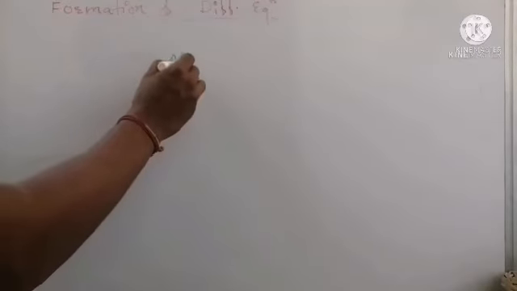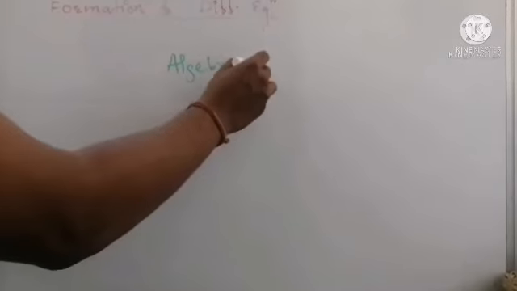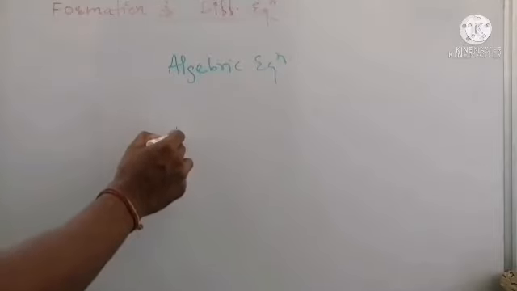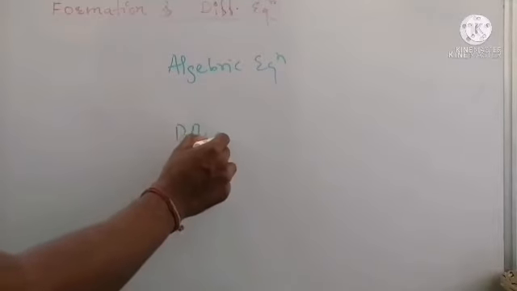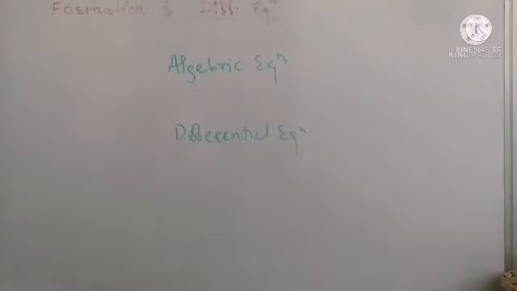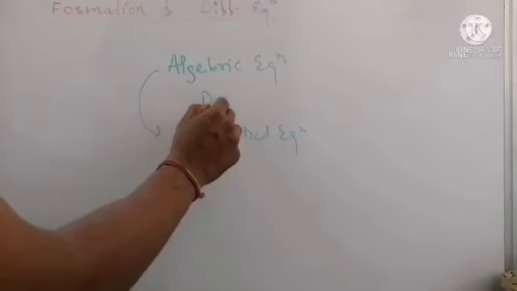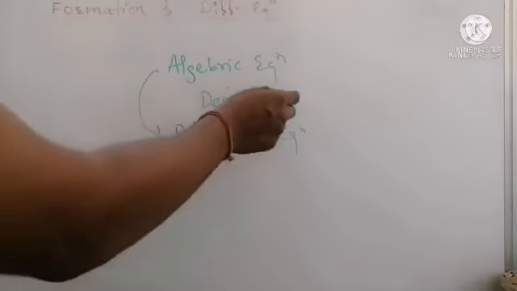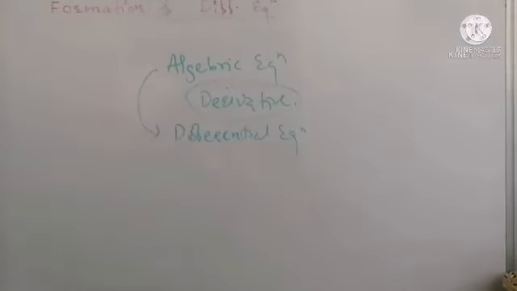Formation of differential equation. As we know, if we differentiate an algebraic equation, we get a differential equation. So, to convert an algebraic equation into a differential equation, we use the derivative. Now, these algebraic equations contain terms of variables and constants.